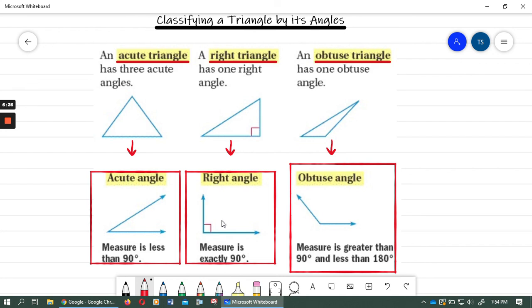And then again for an obtuse triangle. An obtuse triangle is a triangle that has one obtuse angle. And remember that an obtuse angle is an angle whose measure is greater than 90 degrees and less than 180 degrees. In other words, an obtuse angle is bigger than a right angle, but smaller than a straight angle, and we know a straight angle looks like a straight line, right? So an obtuse angle has a measure greater than 90 degrees and less than 180 degrees, and an obtuse triangle has one obtuse angle.